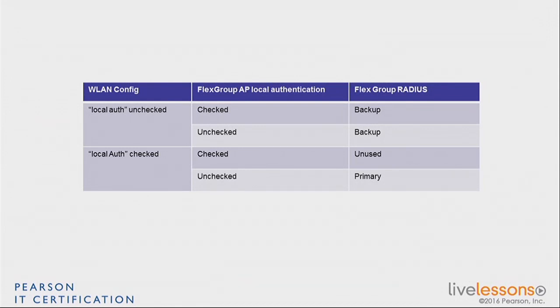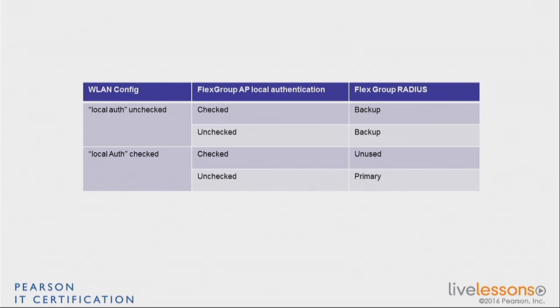If you haven't checked this local auth in the SSID Advanced tab, you may have configured AP local authentication feature and usernames on the Flex group. You're not going to use that. However, if you've configured at the Flex group level a Radius server, that could be used as a backup.